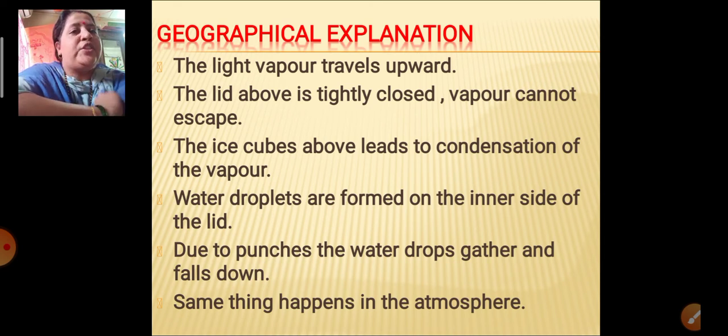The light vapor is there in the container when we are doing the experiment. The lid above is tightly closed, so vapor cannot escape through it. The ice cubes above lead to the condensation of the vapor. Water droplets are formed on the inner side of the lid. The water drops gather and fall down. This same procedure happens in the atmosphere also, so we get rain.